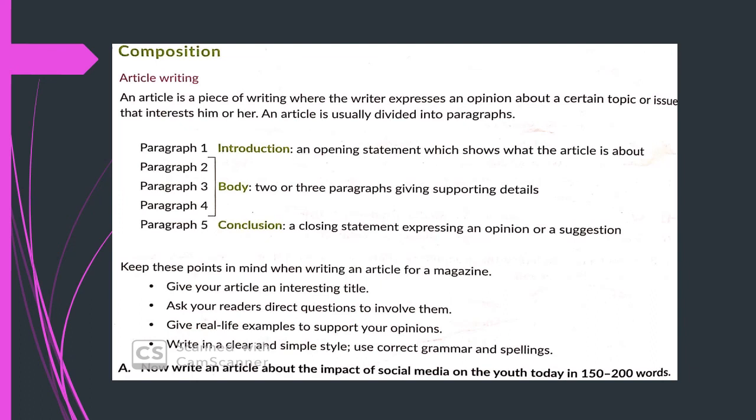Your article should always have an interesting title. Your readers should be very involved in your article. You should give real life examples, and you have to write in a clear and simple style with, of course, correct grammar. One question is given here for you. Write an article about the impact of social media on the youth today in 150 to 200 words. You're supposed to do this in your vocabulary copy or a writing copy that you're maintaining.